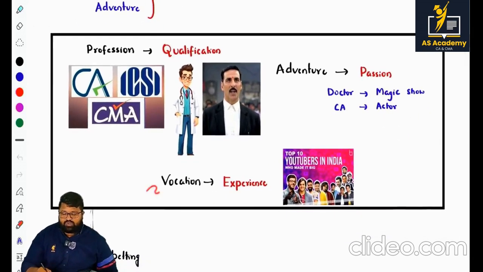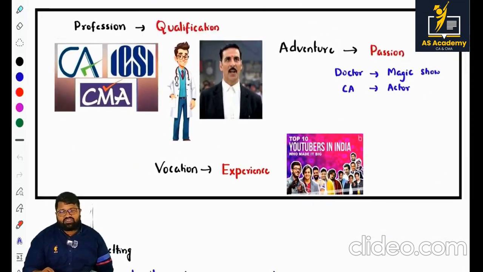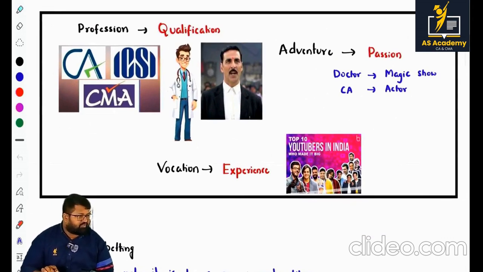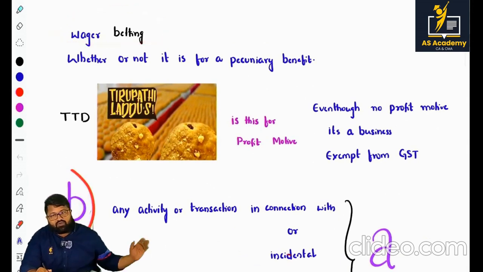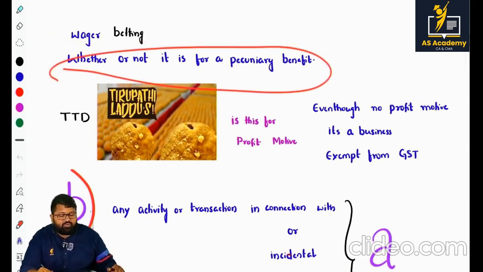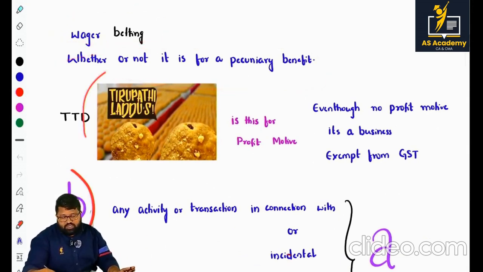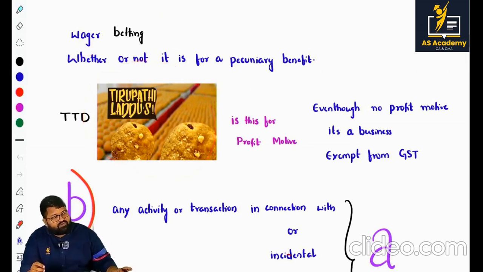Okay. Next, what about occasion, ma? Because of experience. Normally, if you are getting something, then it is occasion. Sir, wagering is also forming part of there, but whether it is for peculiar benefit or not is not important. Sir, see the laddu. What is the purpose of the laddu, ma? Tirupati laddu. They are selling for profit motive? No, not a problem. Not a profit motive.